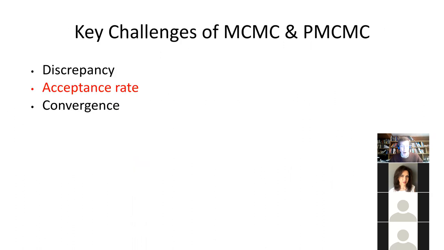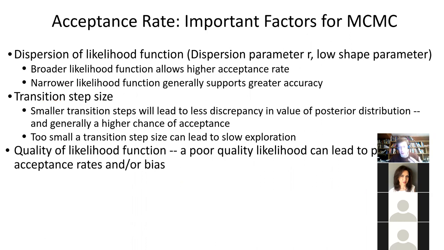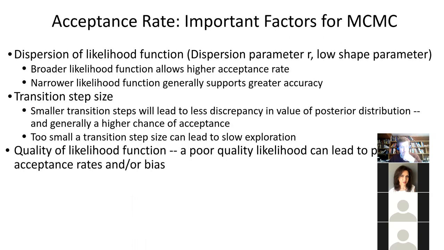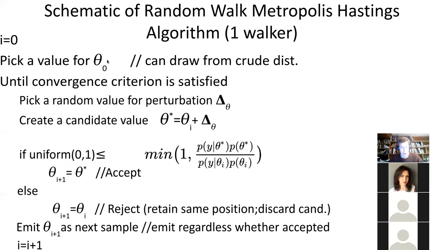It's important. So it turns out that when we care about acceptance rates, there are certain things that matter. For some reason, my slides here are a little bit out of order. For MCMC, there are a couple of things that have notable impacts on acceptance rate. The first is the features of the likelihood function, and particularly how dispersed it is, how tight it is, how picky it is.